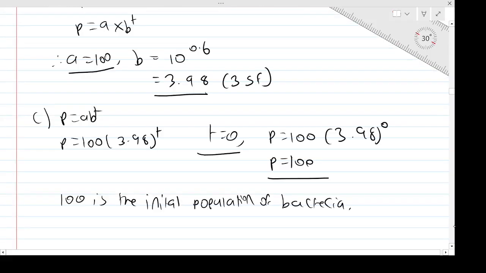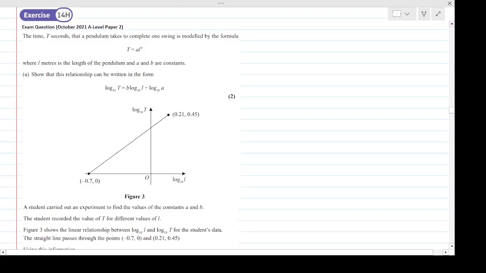Okay, there we are. Okay, so we're going to look at some exercises, but really I'm just going to look at exam questions, because I think with these modelling questions, exam questions are the best practice. What we're given here is the time, t seconds, that a pendulum takes to complete one swing. The time it takes for a pendulum to complete one swing is modelled by the formula T is AL to the B.